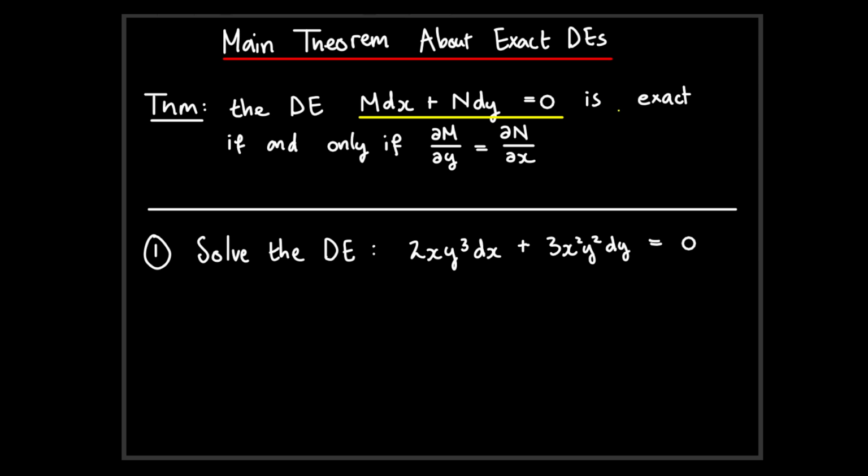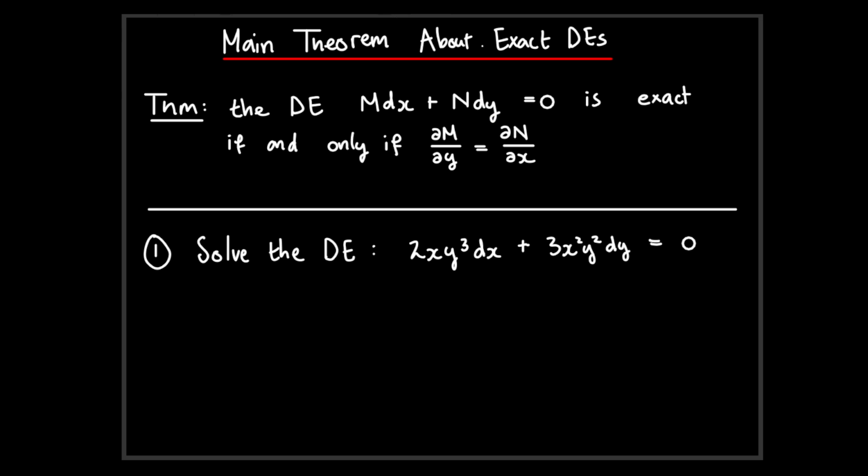The way that we can do that is by taking the partial derivative of M with respect to y, and checking, is it the same as the partial derivative of N with respect to x? If that's the case, then it's exact. If it's not, then it's not exact. And that's it.